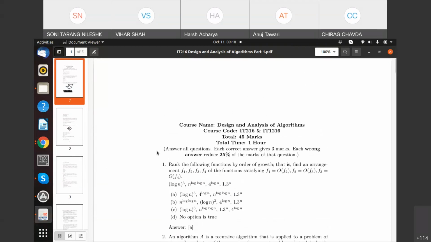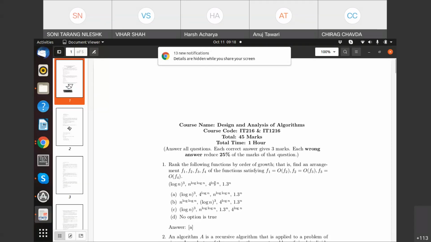So yeah, this one: rank the following functions by their order of growth. I don't know why many of you have got this answer wrong, because this was one of the easier ones. We want to find the ordering of these functions which satisfies f1 equal to big O of f2, f2 equal to big O of f3, f3 equal to big O of f4. All these are in fact super polynomial stuff; none of these are polynomials. 4 raised to log n, no, this one is linear time, right?